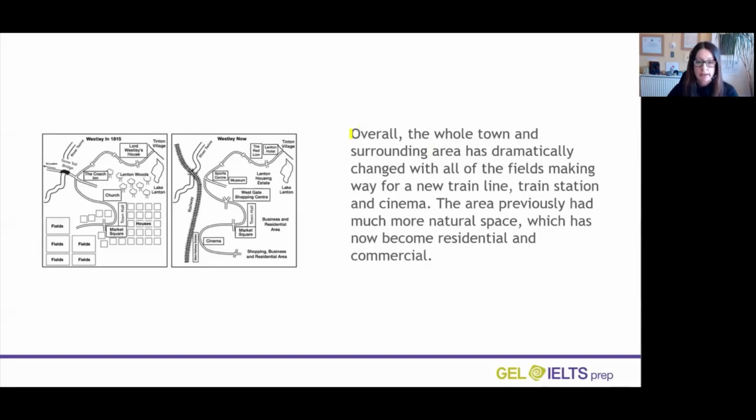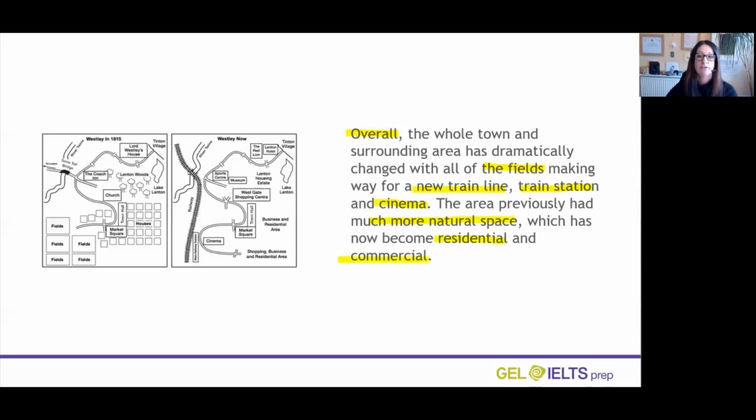Now, we begin the overview with the word overall to show that we're making a summary, and we talk now in short, because we're going to develop these ideas later on in the body paragraph, about the fact that the fields have made way for the train line, the train station, and the cinema. We're talking about much more natural space before than now, because now we have more residential and commercial space.